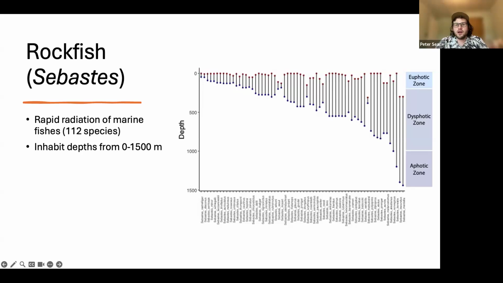When larvae are released after the fish mate, the larvae actually undergo this like pelagic, temporary phase where they go up into the water column. And then after a while, depending on the species, they'll often settle back down to the seafloor. So it means rockfish can be found in a variety of different depth environments throughout their lifetimes.